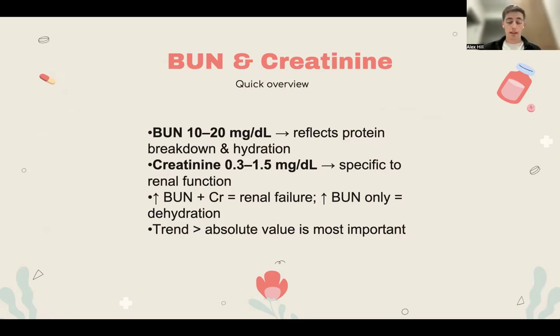Okay, BUN and creatinine. So you're going to be looking at both of these in tandem as far as kidney function. If you have high BUN, that will mean that you are either eating a ton of protein, because the N in BUN stands for nitrogen and nitrogen's in protein, or you're dehydrated. And so that would increase your BUN.